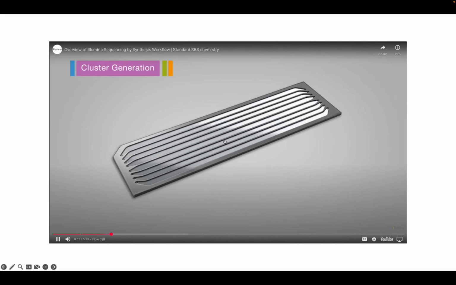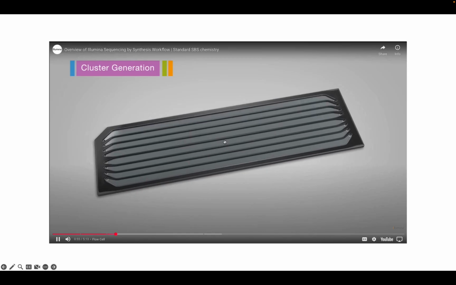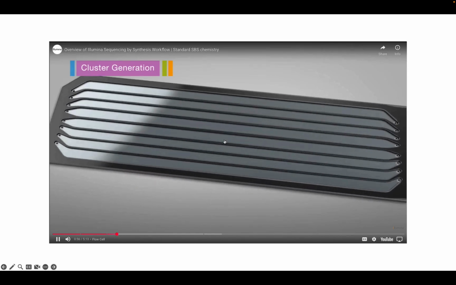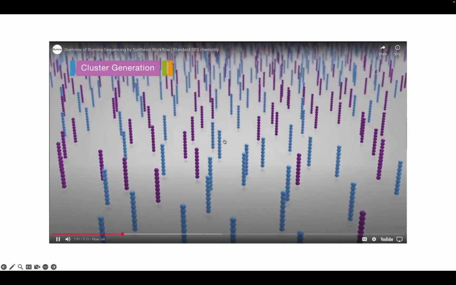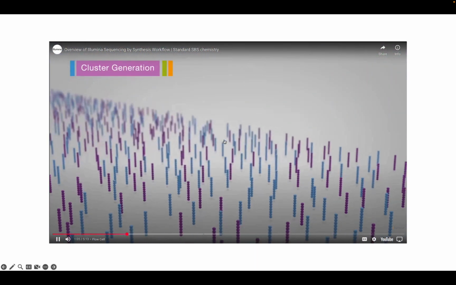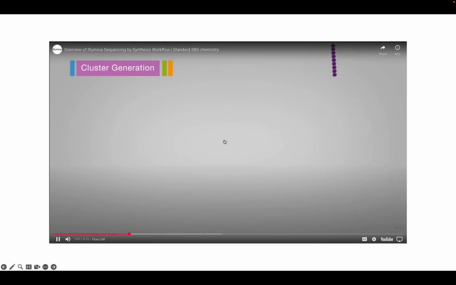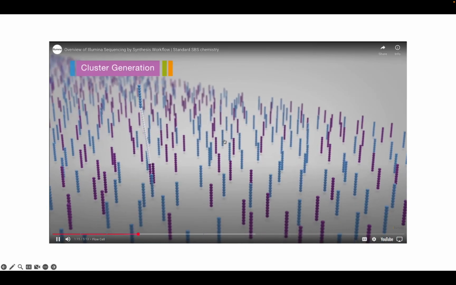Clustering is a process where each fragment molecule is isothermally amplified. The flow cell is a glass slide with lanes. Each lane is a channel coated with a lawn, composed of 2 types of oligos. Hybridization is enabled by the first of the 2 types of oligos on the surface. This oligo is complementary to the adapter region on one of the fragment strands.